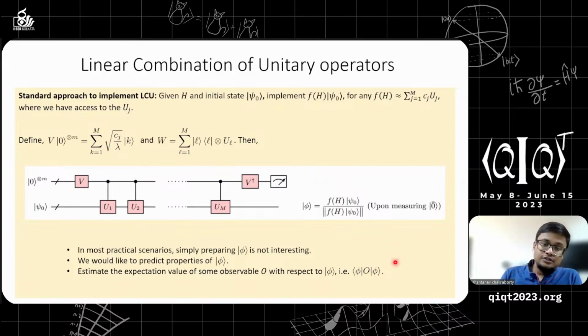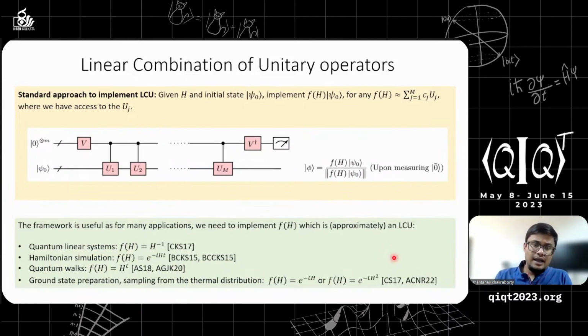All right. So for this, if you prepare phi using the standard LCU procedure, this is not going to be enough. You need to run the standard LCU procedure several times to estimate the expectation value that you want. All right. And despite these drawbacks, the LCU procedure is very, very useful, as I mentioned, right? So for all these applications, we need to implement specific functions of the Hamiltonian. So for quantum linear systems, f(H) is H inverse. For Hamiltonian simulation, it's e^{-iHt}, and so on. And in all these cases, you can show that f(H) approximates some linear combination of unitaries.